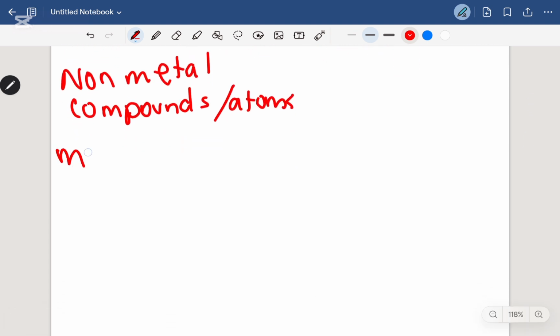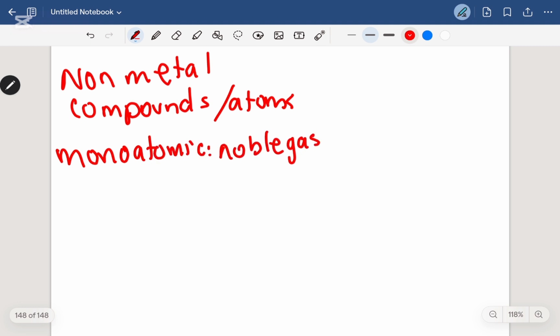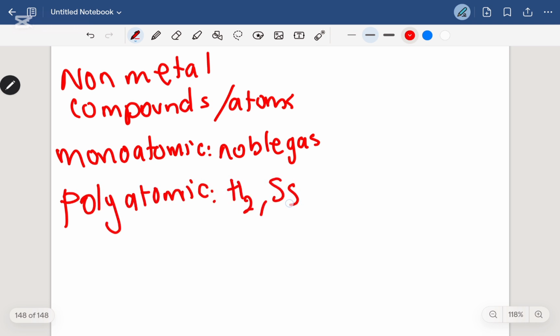For example, we have monoatomic, which is what? The noble gases, for example, like helium, neon, argon, krypton, whatever. Or the polyatomic. Any example of polyatomic would be, for example, H2, S8, etc. All these types, they share one type of force, which is van der Waals force, which we said are very, very weak forces, okay?